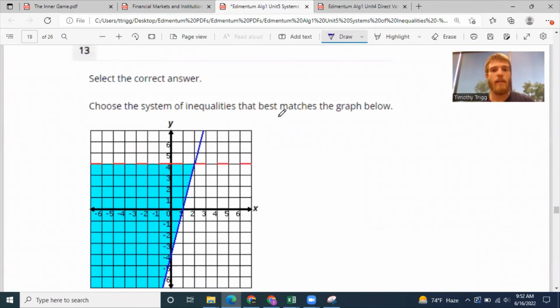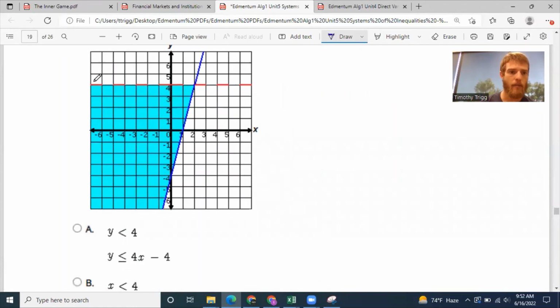Here, choose a system of inequalities that best matches the graph. Here we have the red line is a dashed line and it's shaded below. See that there for the red line? What's this inequality? Notice it's a straight horizontal line. Remember when you have just a horizontal line, that's usually y equals. Well, in this case, not equals, but y is less than, because it's shaded below, and I know it's not less than or equal to because it's a dashed line. So y is less than 4 in this case.